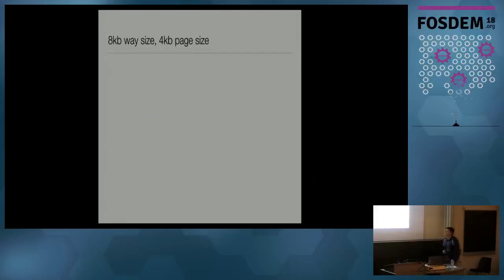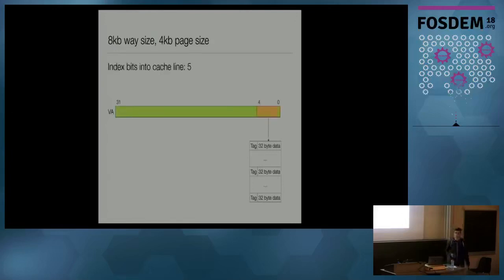Okay, so what happens if you increase the cache, or the size of the way in the cache, by a factor of 2, so you have 8 kilobytes. We still have a 4 kilobyte page size. Again, we have our cache, we have our virtual address. Of course, we still only need 5 bits to index into the cache line. But because we have now double the amount of cache, we need double the amount of cache lines. So, of course, we need 1 bit more, so we need 8 bits. So instead of going to bit 11, we need the bits up to bit 12.